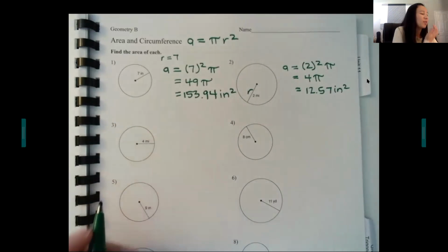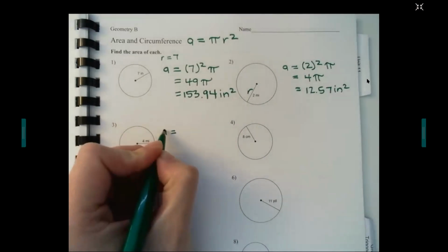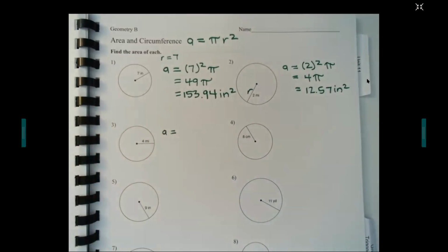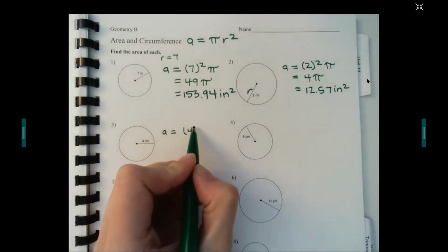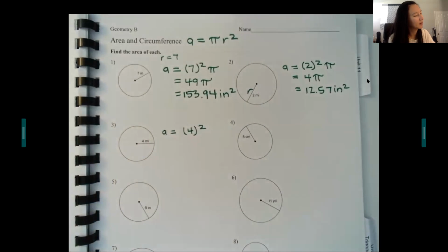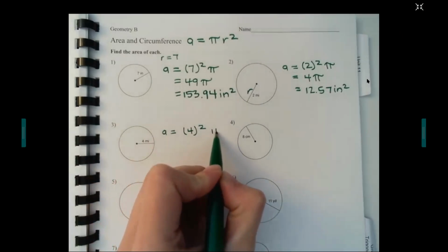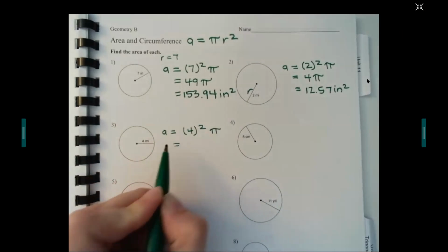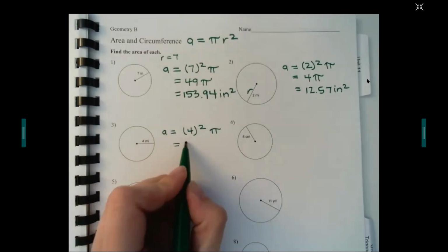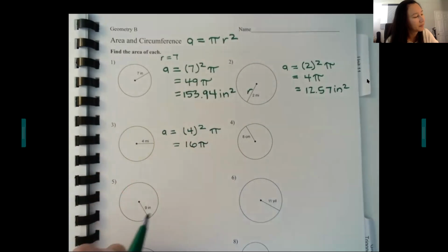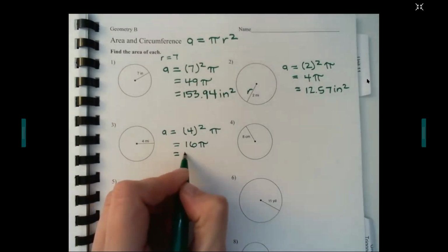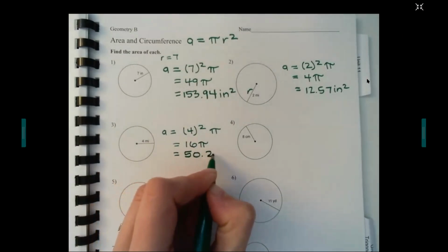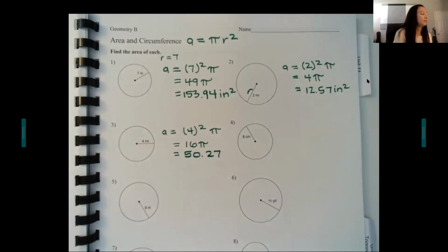Jaden, what did you get for number 3? What does the area equal? All right. So area equals 4. I forgot what the 2 was. Squared? Yeah, 2 squared times pi. Okay, and that'll be 16 times pi. Good. And then we'll get 50.27. Very good. Hey, I was right.